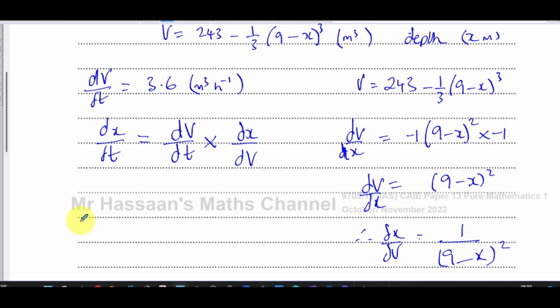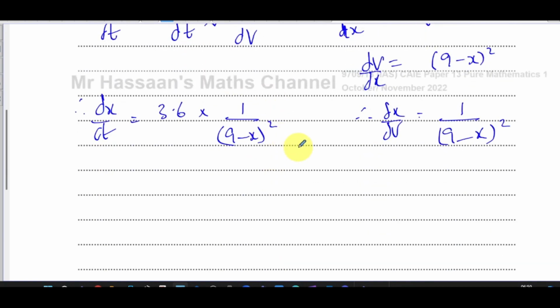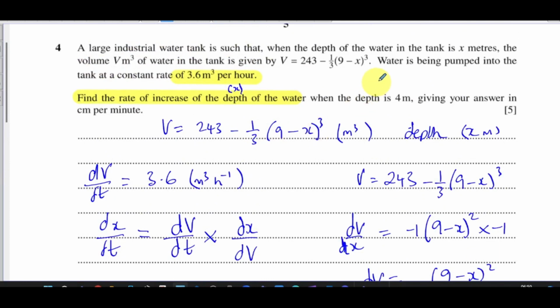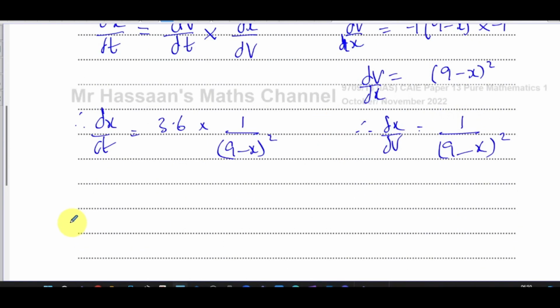So I can therefore say that dx/dt is equal to dv/dt, which is 3.6, multiplied by dx/dv, which is 1 over (9 minus x) all squared. Okay, so that's dx/dt. And we've got to find what the rate of increase in the depth of the water is when the depth is 4 meters. So I'm going to replace the x, which is the depth, with 4 in this equation.